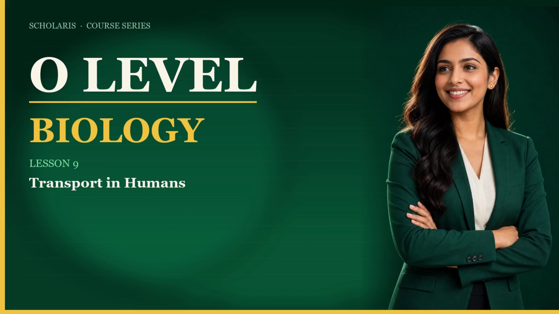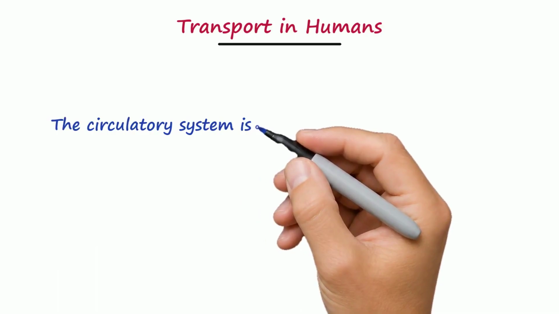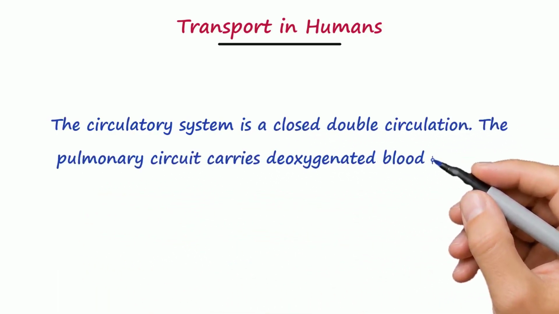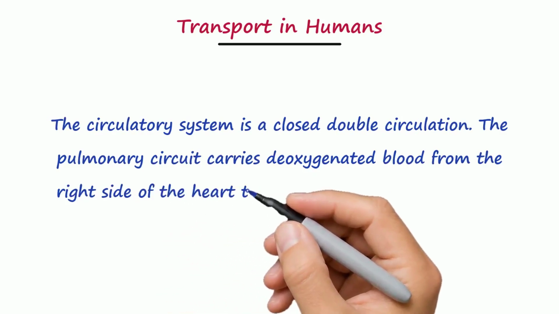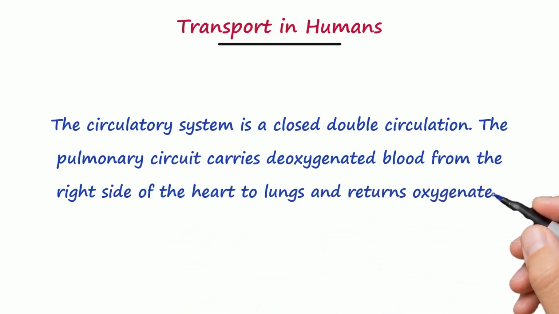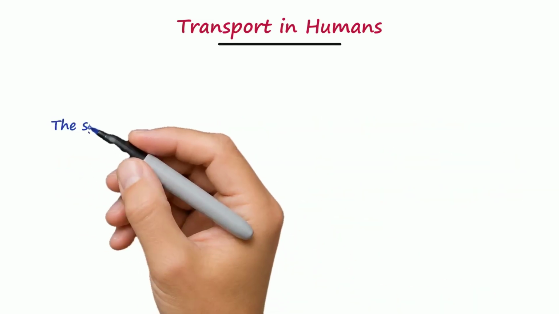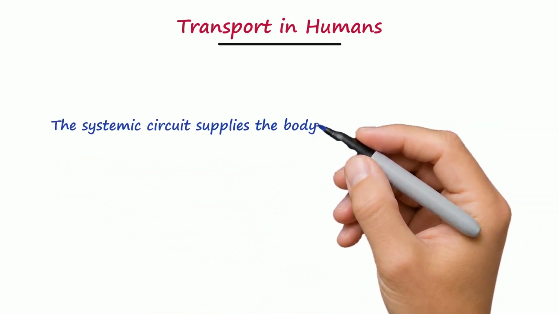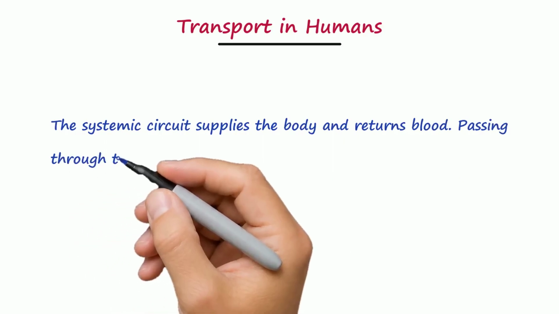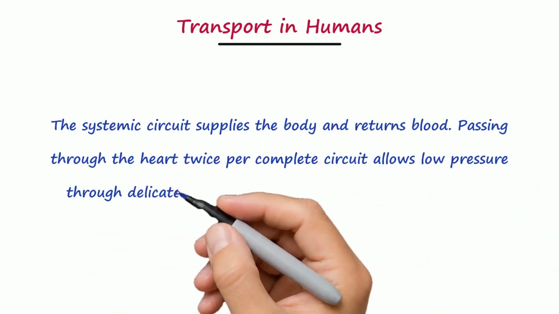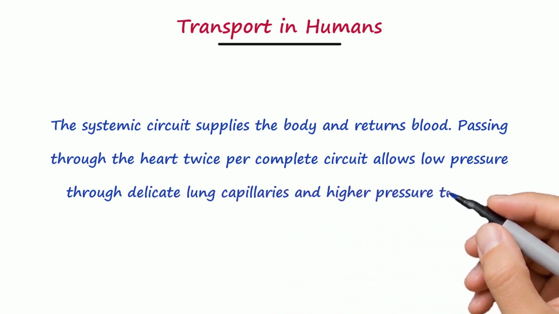We're jumping into O-Level Biology Lesson 9, Transport in Humans. The circulatory system is a closed double circulation. The pulmonary circuit carries deoxygenated blood from the right side of the heart to lungs and returns oxygenated blood to the left side. The systemic circuit supplies the body and returns blood. Passing through the heart twice per complete circuit allows low pressure through delicate lung capillaries and higher pressure to body tissues.